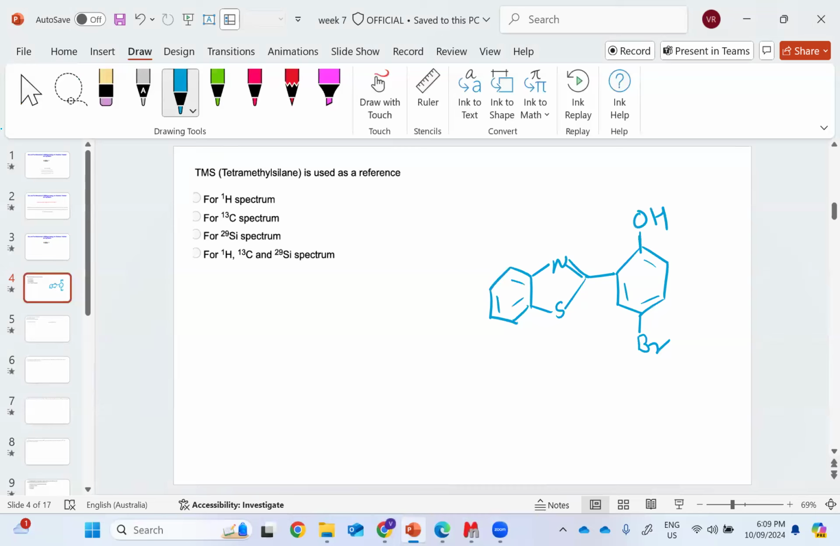So how many peaks are you expecting for this compound? I will label these hydrogens. This hydrogen one, two, three, four. Also in this ring there is one hydrogen, here one hydrogen and another one hydrogen. Also this OH is there. So one, two, three, four, five, six, seven, and eight. So there are eight protons present in this compound.